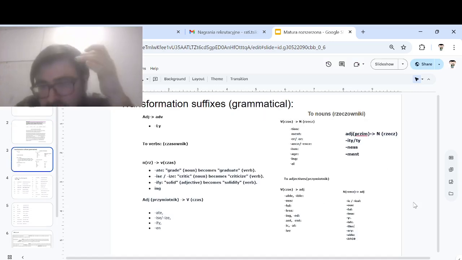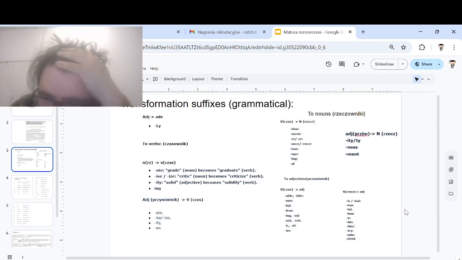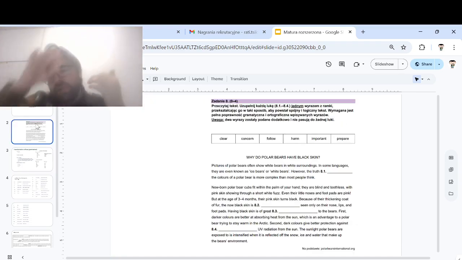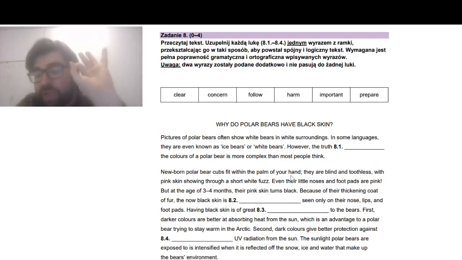Let's look at our suffixes. Importic, no. Importantic, no. Importus, no. Importful, no. Importless, no. Importy, again, no. Importish, importlike, again, no. Importary. The best one here is actually importance. So now let's try and read the whole sentence using this word. Having black skin is of great importance to the bears.